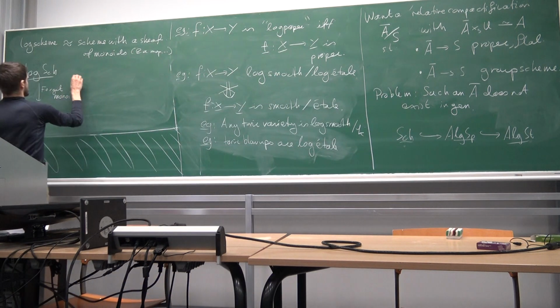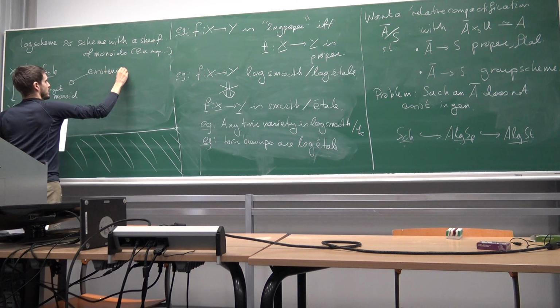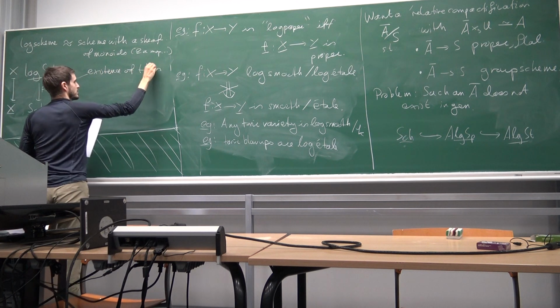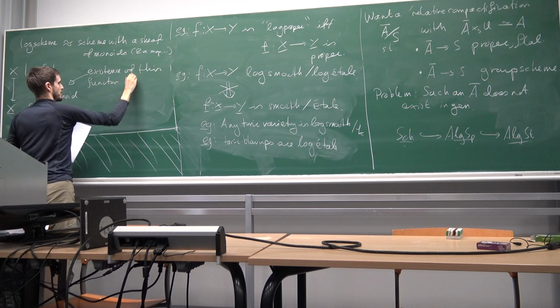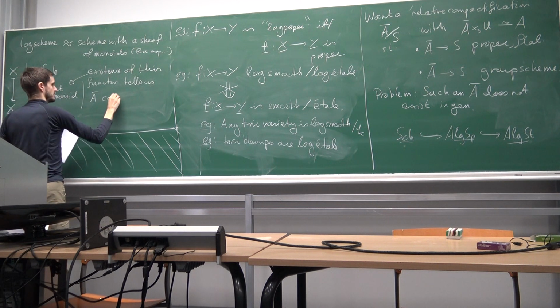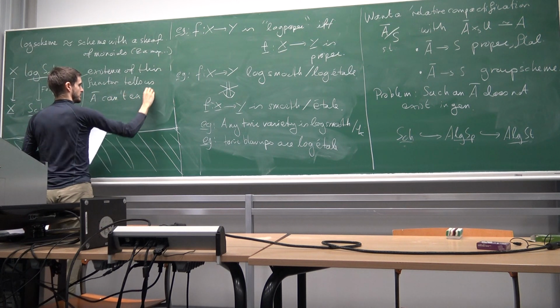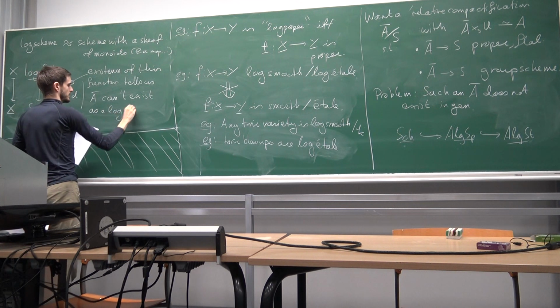So the existence of this map, this functor, tells us that A bar can't exist. Sorry, did you say that this forgetful map sends group objects to group objects? Or?